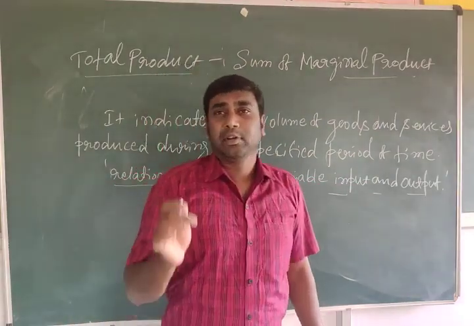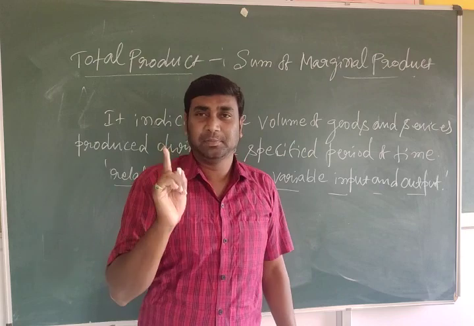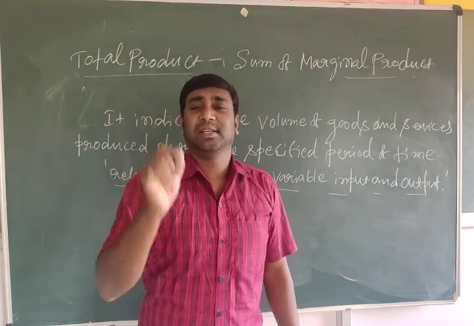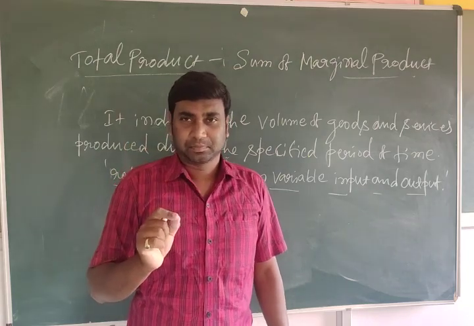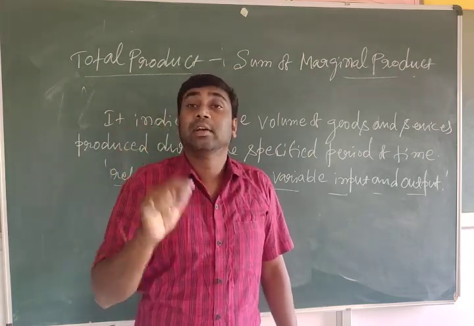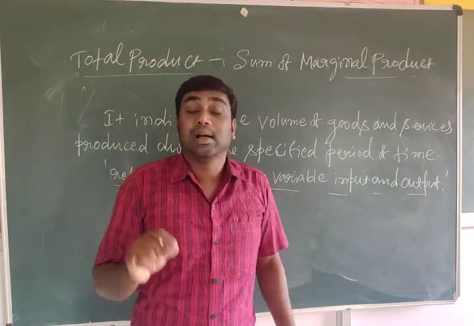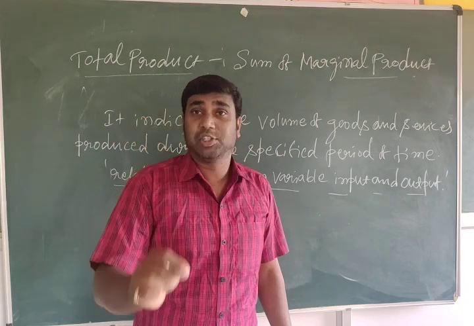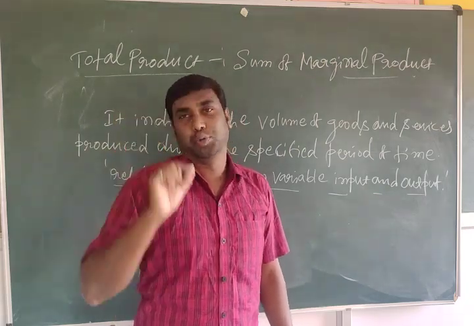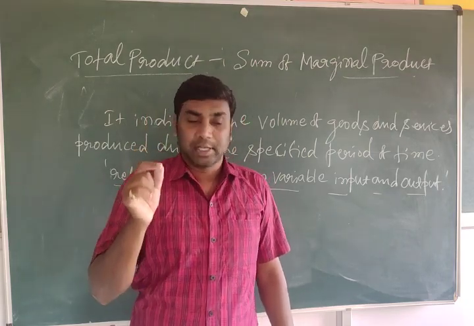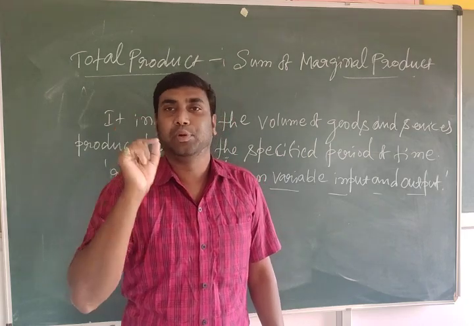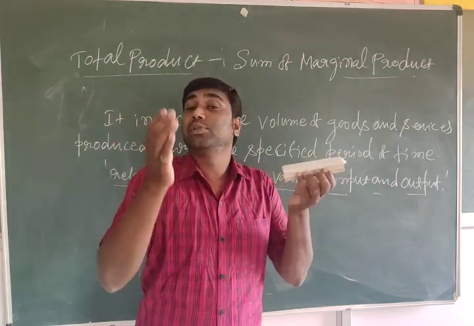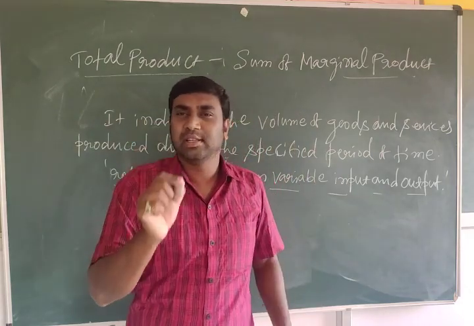For example, if we change only one factor in the production process, keeping all the remaining factors constant. Imagine we are changing only one factor, with the remaining factors kept constant. At that time, what will happen? Definitely, when we change one unit of input, there will be changes in the output. If we vary a single input, keeping all other inputs constant, only we are changing a single input.